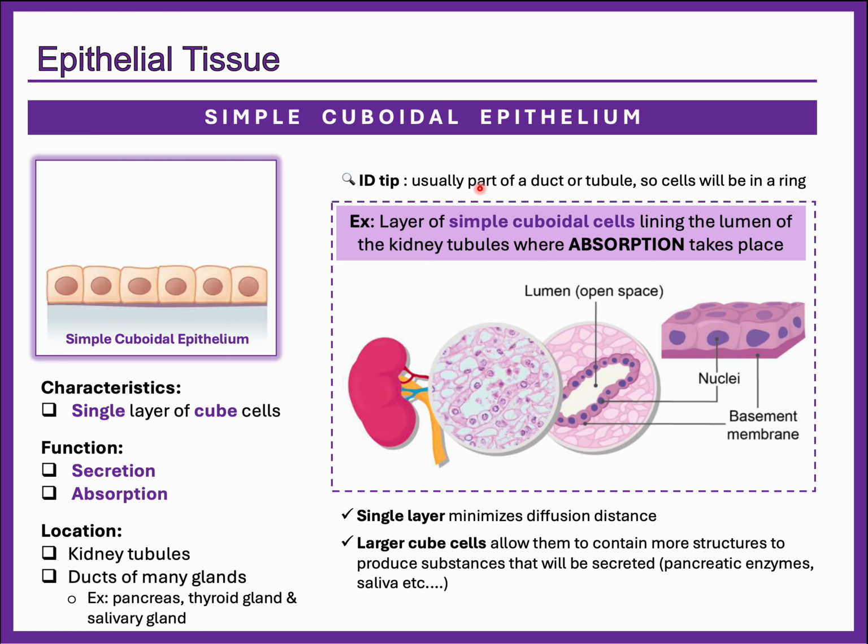So over here, remember, this is usually the duct or the tubule, so cells will be in this ring shape, like this. This is the lumen, the open space inside where the substance passes. This layer of simple cuboidal is actually the real tissue in a kidney tubule, which is very important for absorbing things. So it's good because it could take in things into these cells. Single layer minimizes diffusion, and larger cells contain certain enzymes that might help them make stuff.